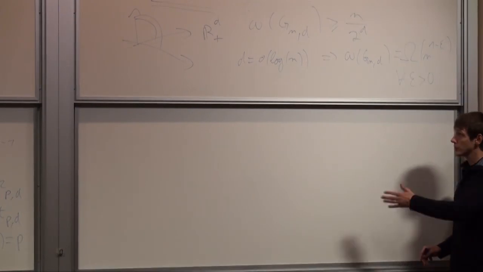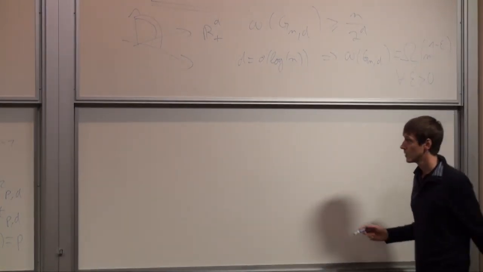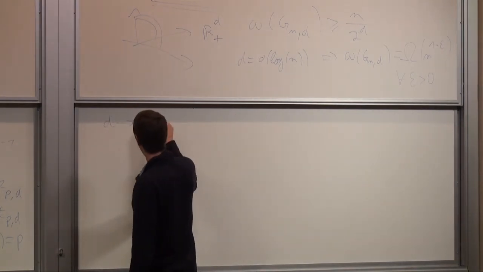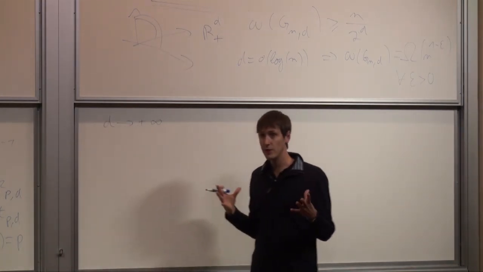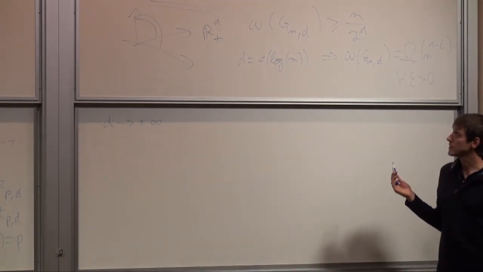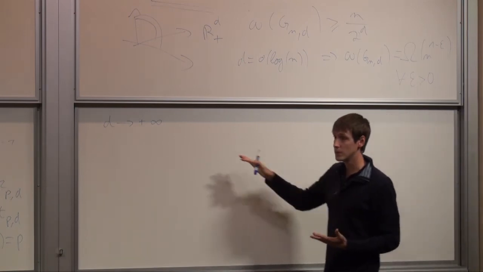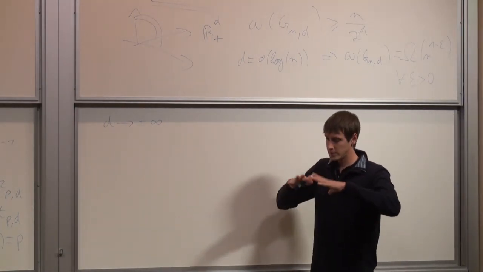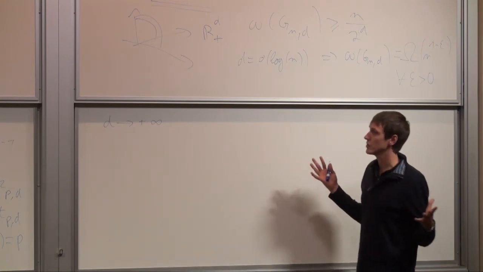Now let's look at the other extreme, when d goes to infinity. So when d goes to infinity, what happens? Now we think of n being fixed, and the dimension grows. Does anyone have a guess of what happens when d goes to infinity? Right, the sphere becomes infinitely dimensional.